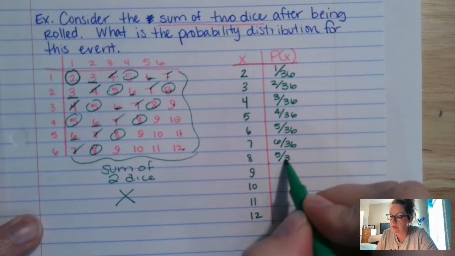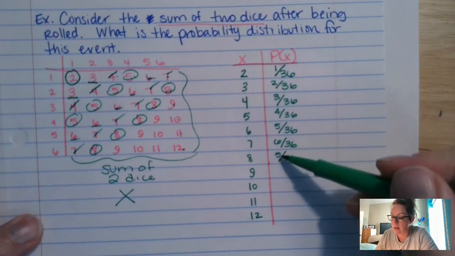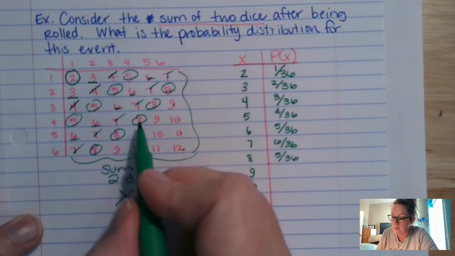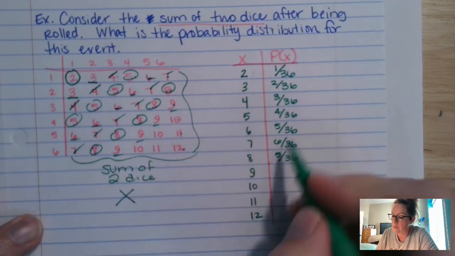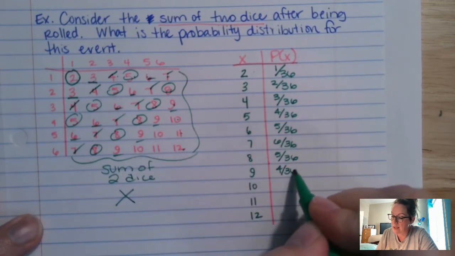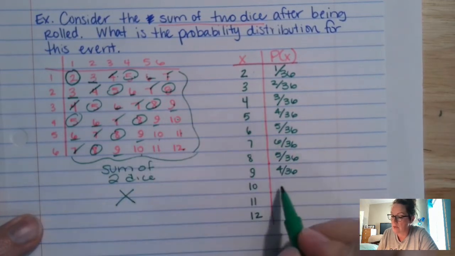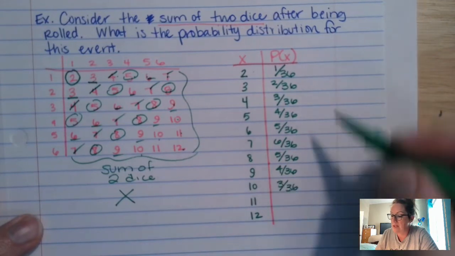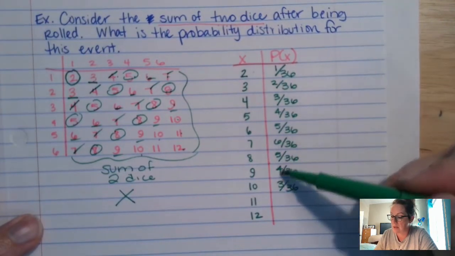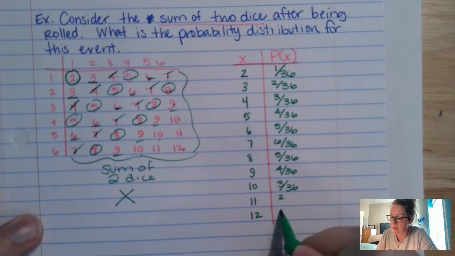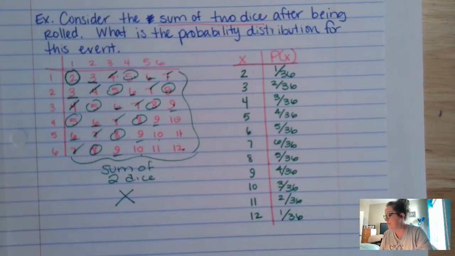5 options. And then I bet the next one's going to be 4 because this number's going to start going down. So let's see. 1, 2, 3, 4. What do you think the next one's going to be? 3. But if you can see the pattern, we go up to 6 and then we're going to start going down to 1.